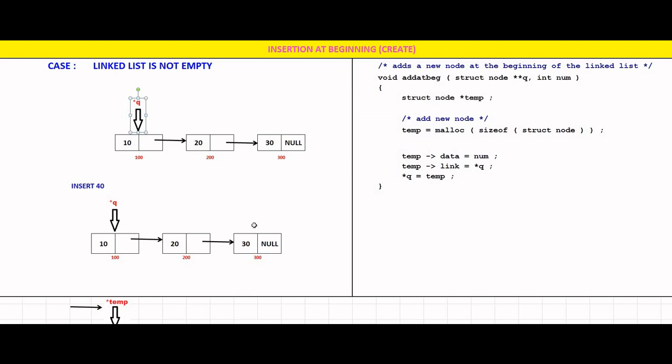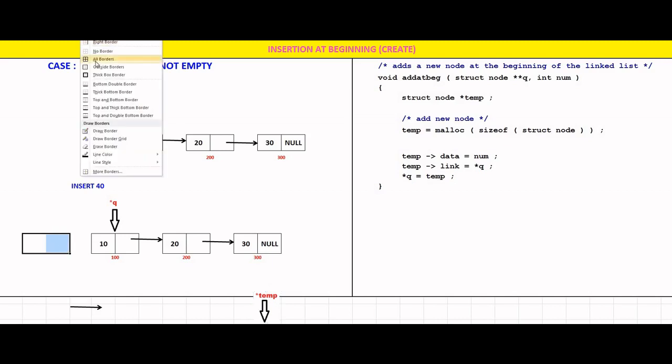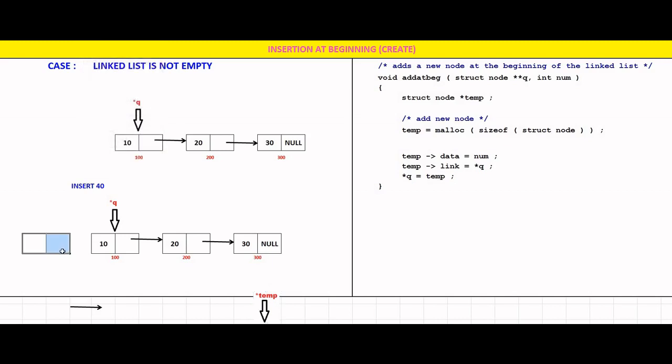So we require one pointer temp. So this is a pointer temp. Now temp is equal to malloc size of struct node. So at this line we create one node whose name is temp. So this is a node whose name is temp. So we point temp to here. Let us take an example that the address of this new node is, let us say, 500. So this is the address of the new node.